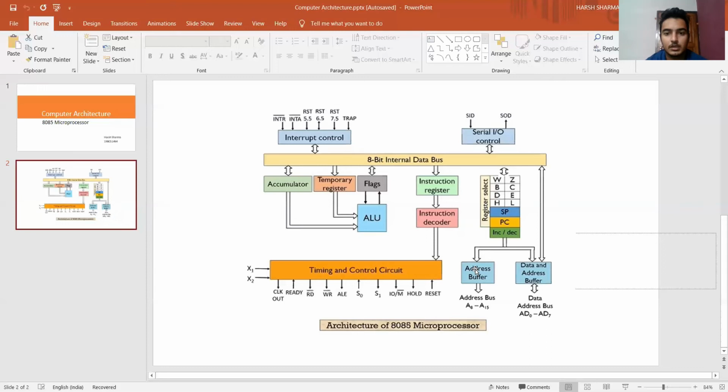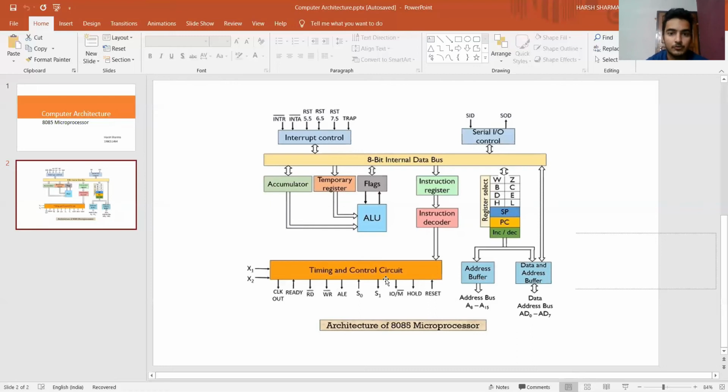The address will be sent to the address buffer. We have two types of address buffer, and the address will be sent here. After that, the data will be fetched from the memory to the instruction register. The instruction register will host the data that is fetched from the memory. After that, the instruction decoder will convert that data into machine language or binary language. After that, the timing and control will send the signal to the microprocessor telling it what it has to do.